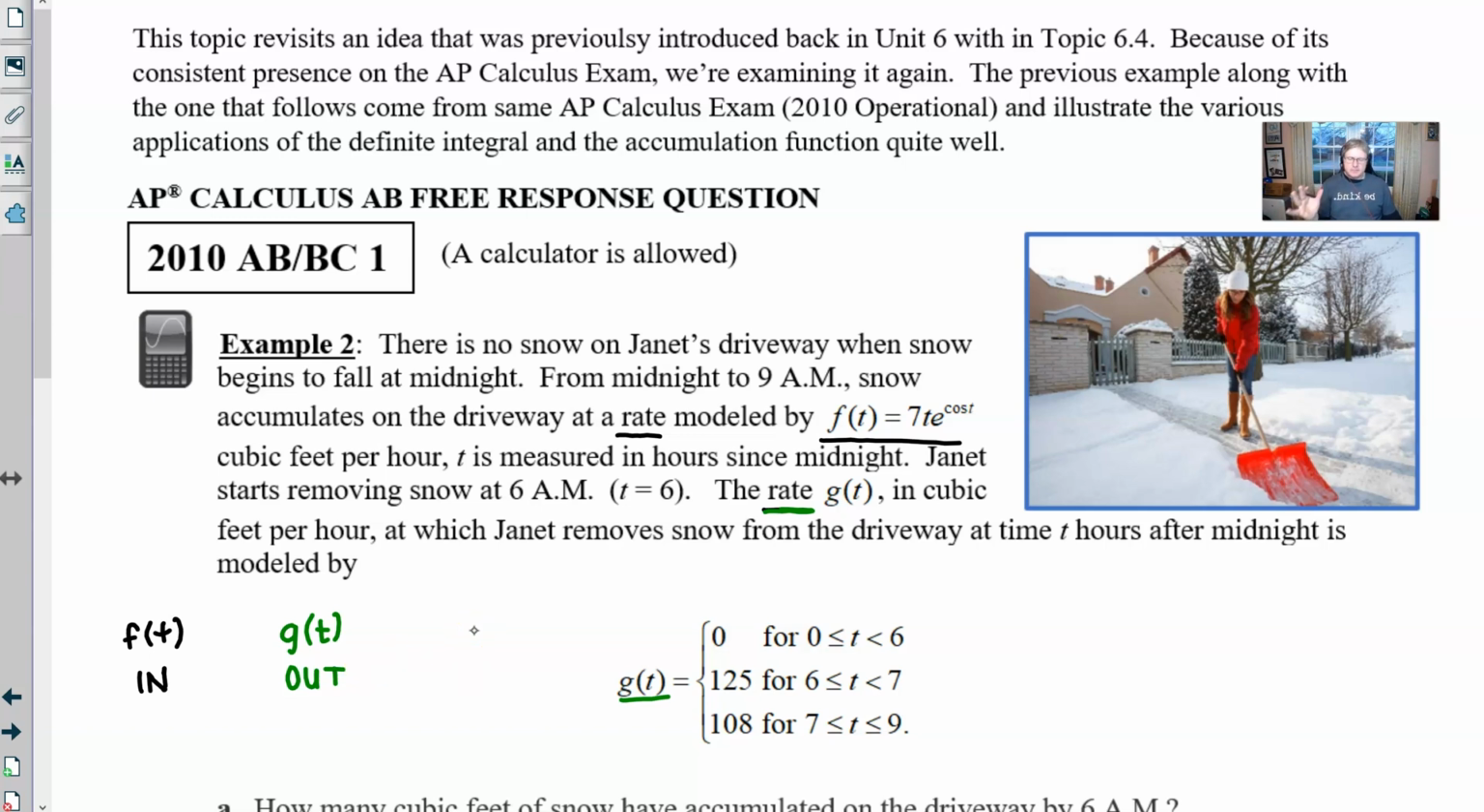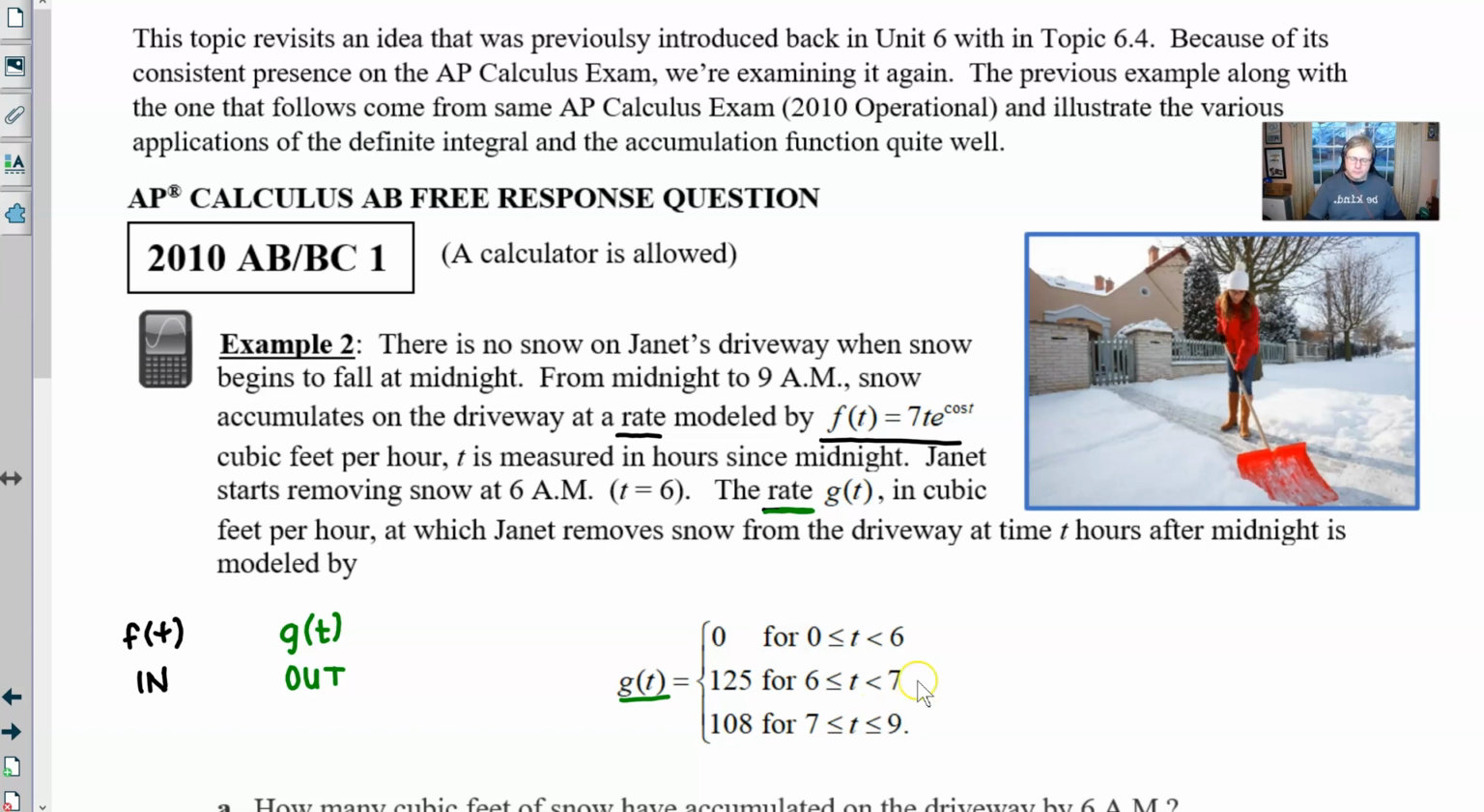So let's think about this. It's midnight. Janet's going to bed. She's got to work the next day. Snow comes tumbling down, falls at this rate modeled by this function, and will continue to do so for the duration. Now, at 9 a.m., it says it's going to stop snowing. But prior to that, Janet wakes up at 6, looks out her window, and says, I've got to start shoveling snow. Notice how she doesn't shovel any snow for the first 6 hours, because she's in bed from midnight to 6. But when she comes out in that first hour from 6 to 7, she's shoveling at a rate of 125 cubic feet per hour. And then for the remaining 2 hours, I guess Janet's getting a little tired, and she slows her pace down.